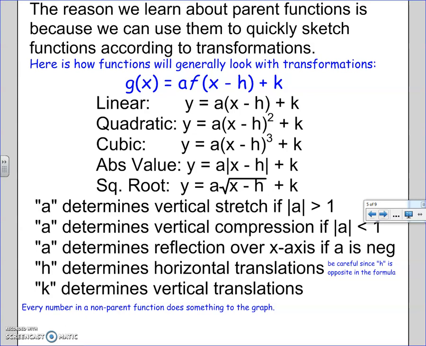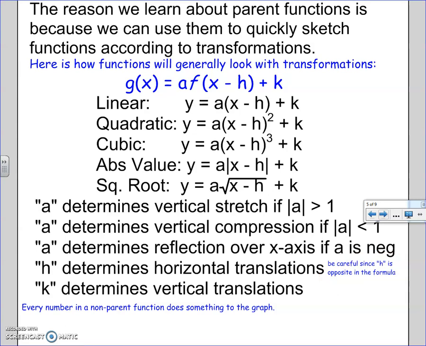All right, h is a horizontal translation. That's just horizontal movement left and right. So it makes the picture go left or right, but be very careful because it is opposite. There's a minus sign right here. So if I say plus 5, that really means left 5. If I say minus 3, that means right 3.